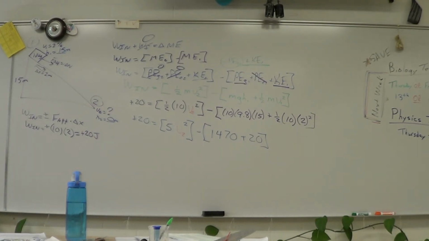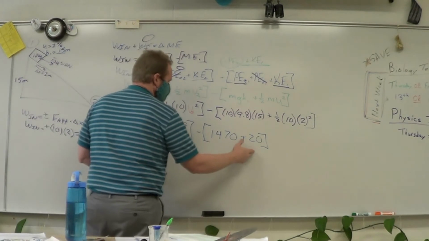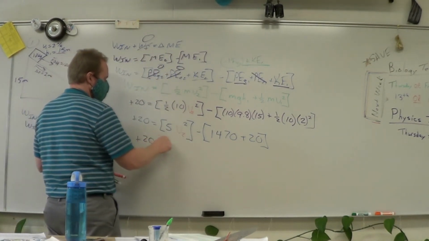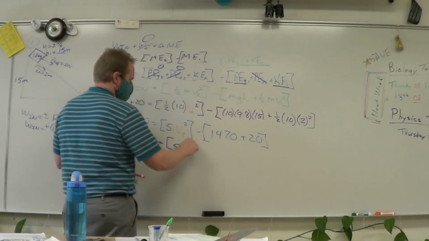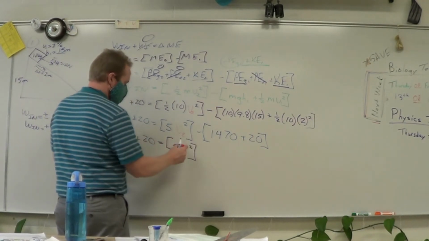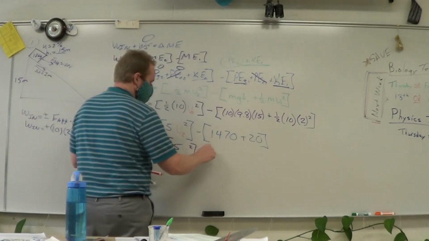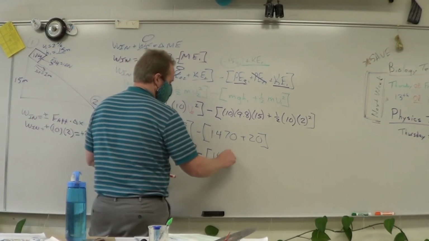Minus bracket. 10 times 9.8 times 15. I have to do the multiplication before I do the addition within that bracket, so that's 1,470, and 1/2 times 10 times 2 squared is going to be 20. It's a bracket, so I got to do what's inside the bracket first, so I got to add these two numbers together. So 20 is equal to 5 V2 squared minus 1,490.